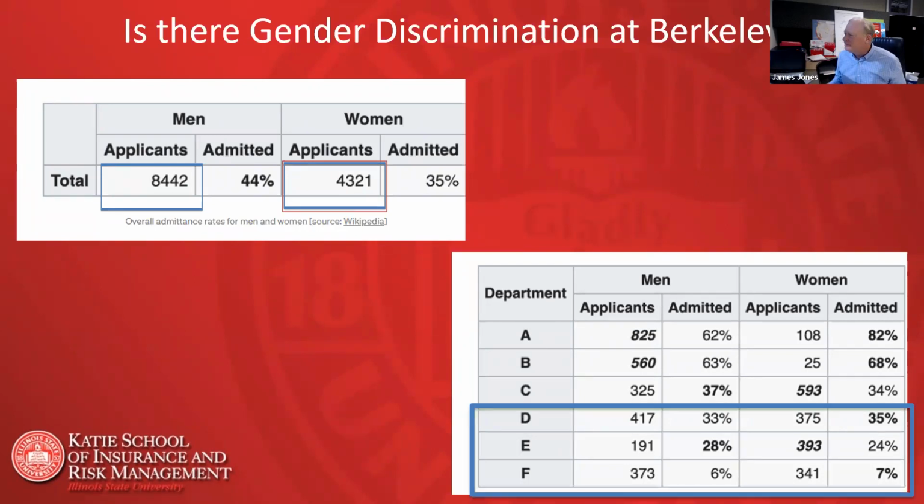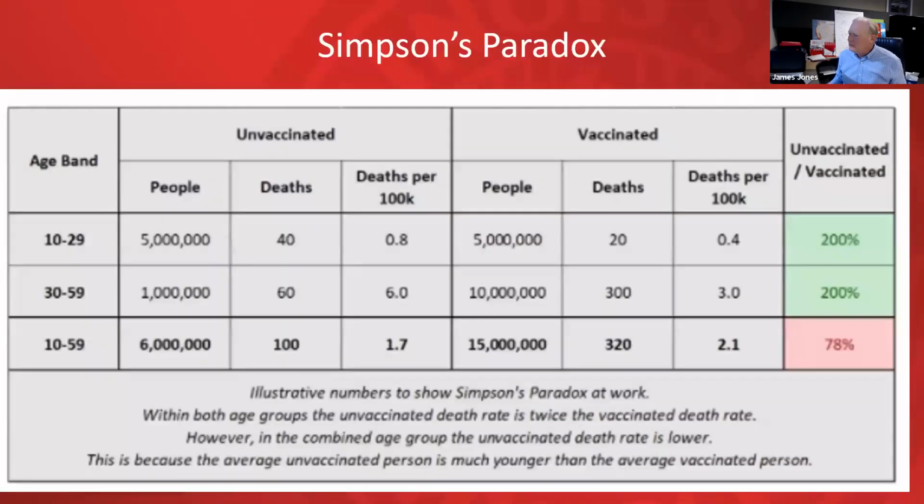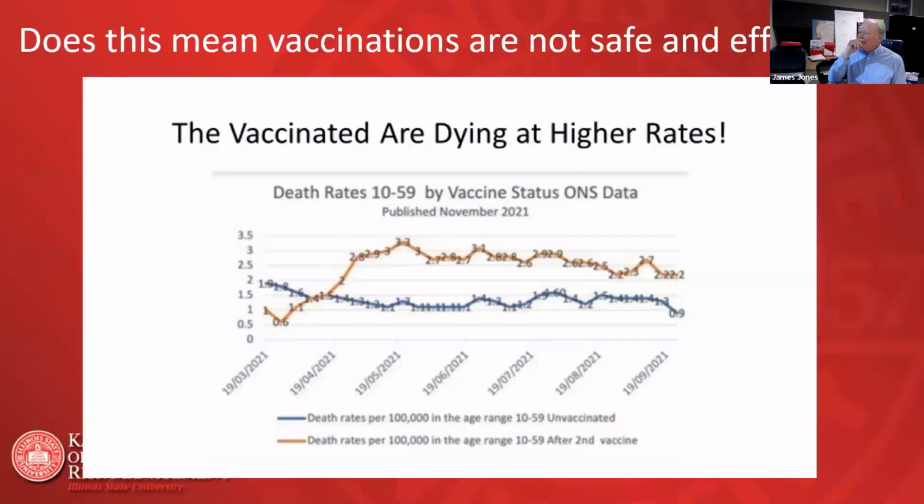Here's another one. The vaccinated are dying at higher rates. And this is not fake data. This is true data, actual data from the CDC. It was as of November, so it was last year. But should this give you pause about getting vaccinated? If they're dying?